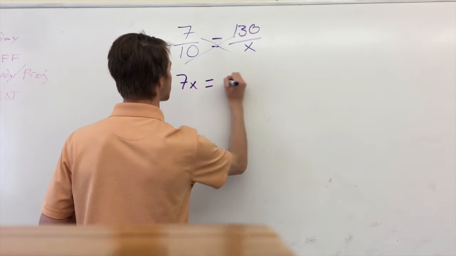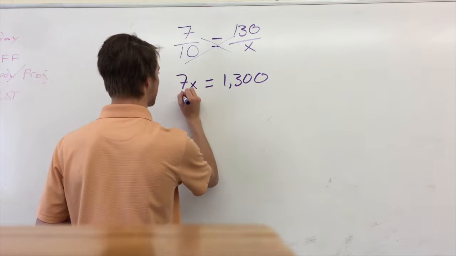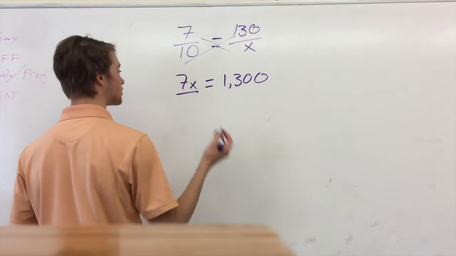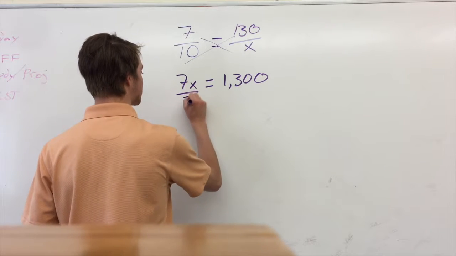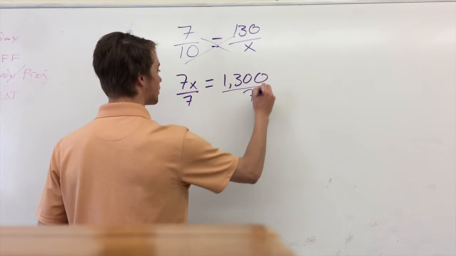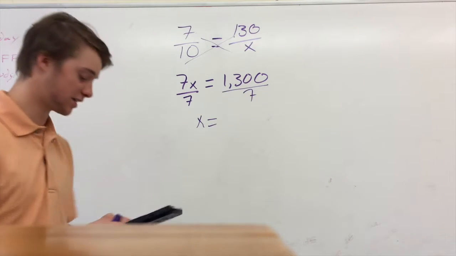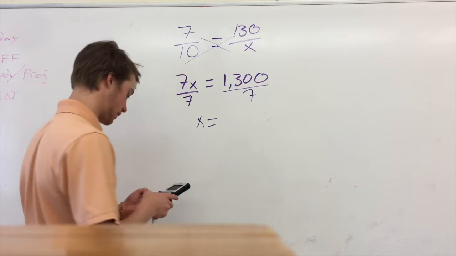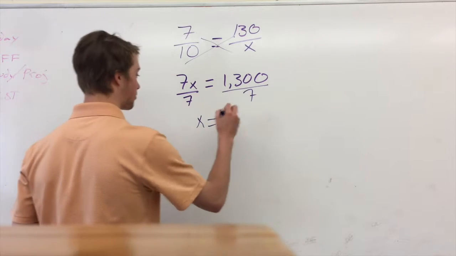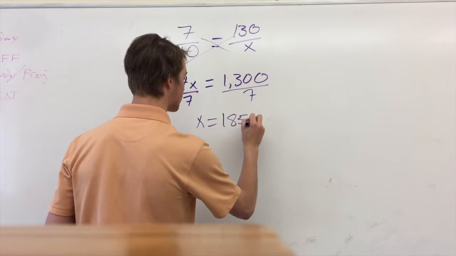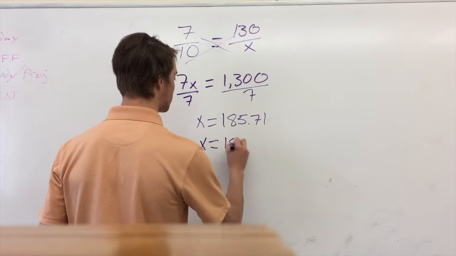So you'll get 7x equals 1300. And then we'll divide by 7. So you get 7x equals 1300. And then to isolate the x, we'll divide by 7 on both sides. And then we get x equals, just got a trusty calculator right here, 185.71. So rounding to the nearest dog, you get x equals 186.